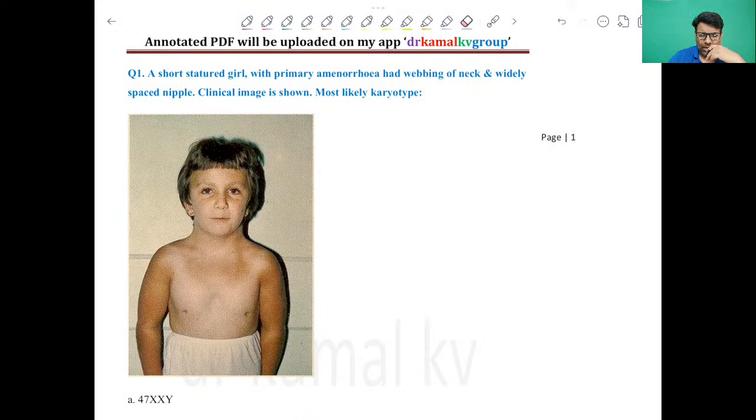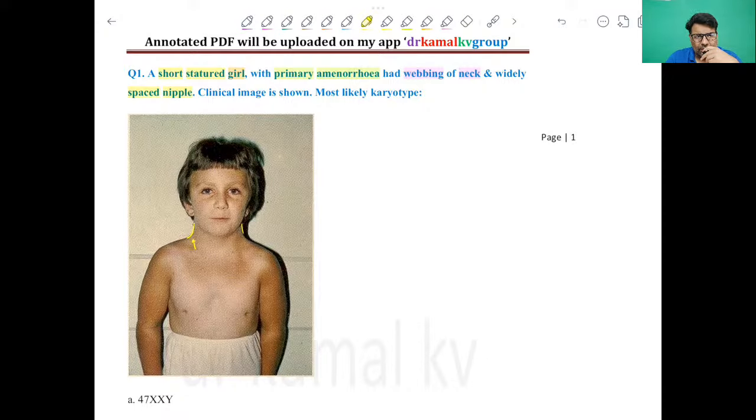We can start, right? So the very first question is about a patient who is a short statured girl. The stature is short. Then there is primary amenorrhea. Then another hint is webbing of neck, and there is widely placed, very short. She is having primary amenorrhea. Yes, the exact answer is Turner.